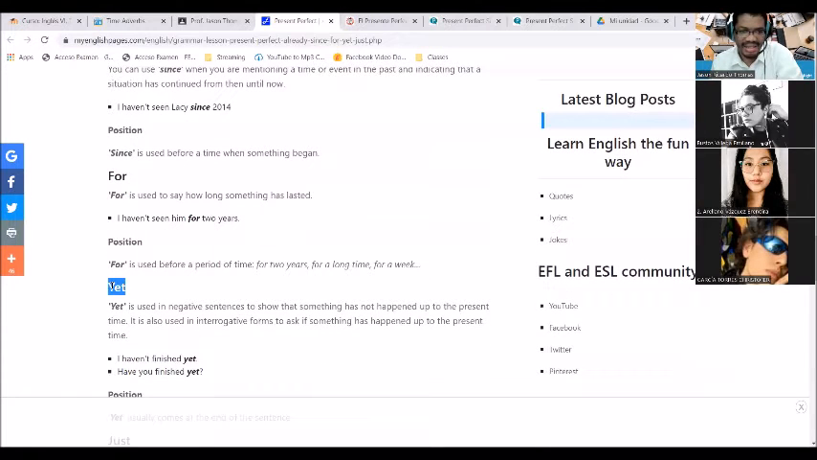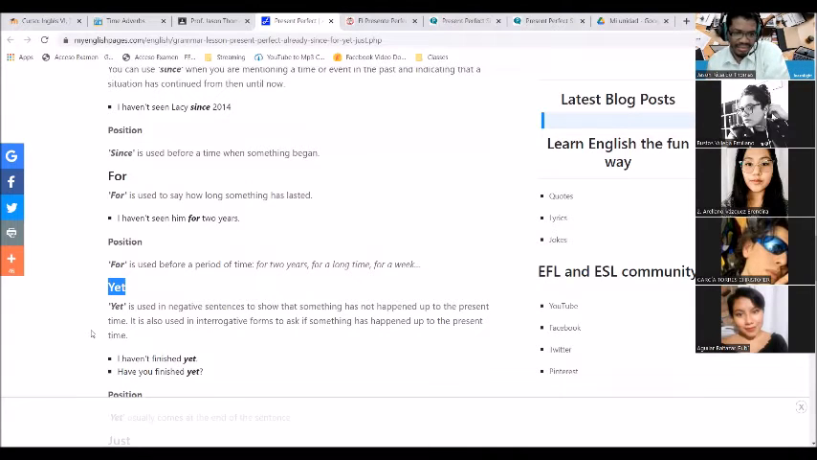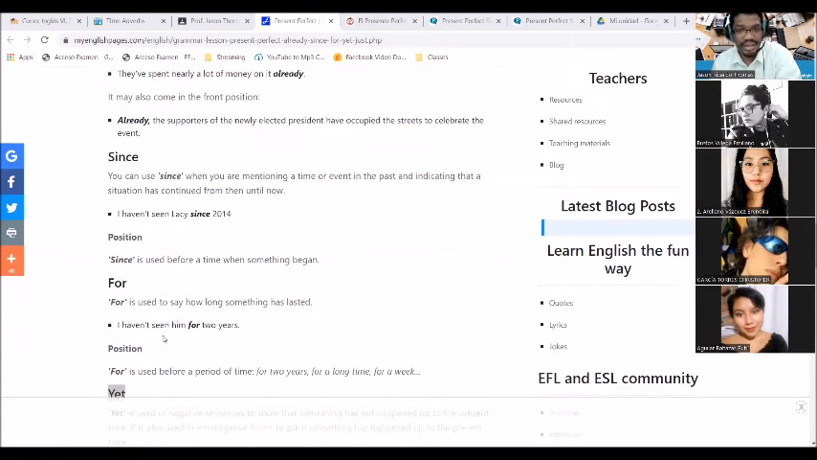Ruby, yet. Yes, teacher. Yet is used in negative sentences to show that something has not happened up to the present time. It is also used in interrogative forms to ask if something has happened up to the present time. All right. So we're trying to figure out in all of these sentences whether or not the activity was completed.